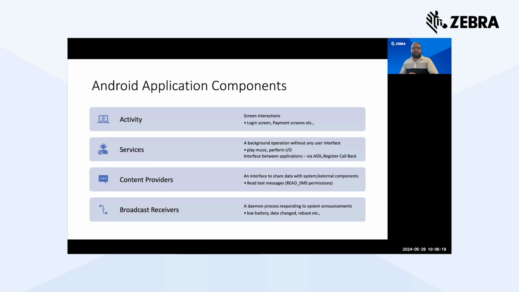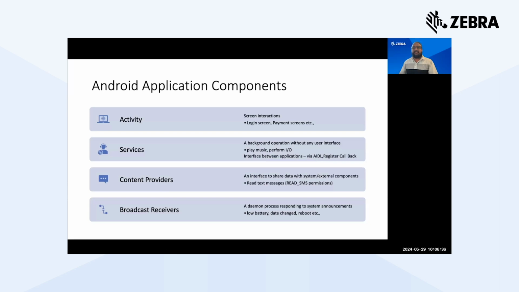Before we go into the interface protection, in Android, the main components that work together to build an application are activities, services, content providers, broadcast receivers, and intents.